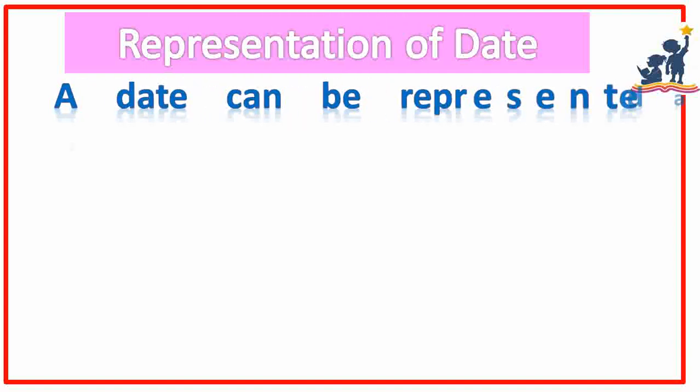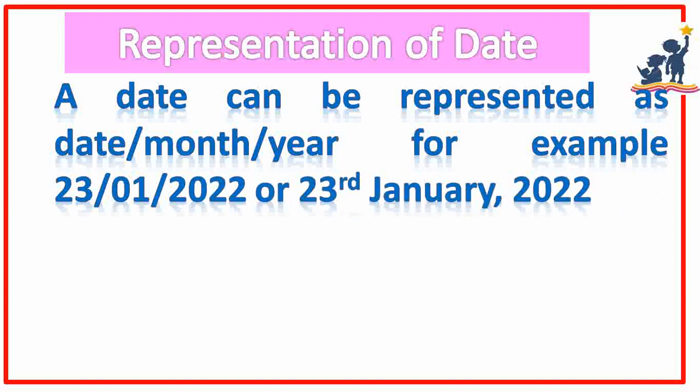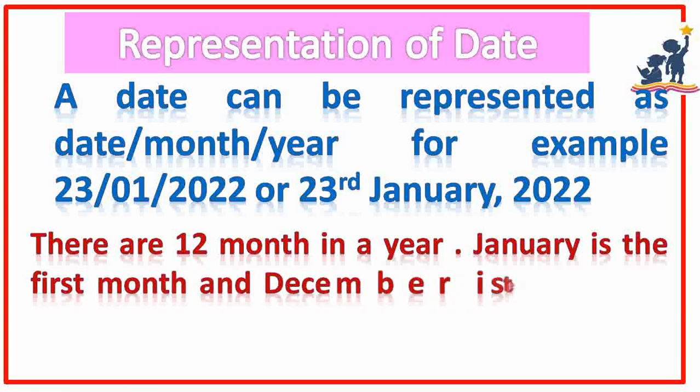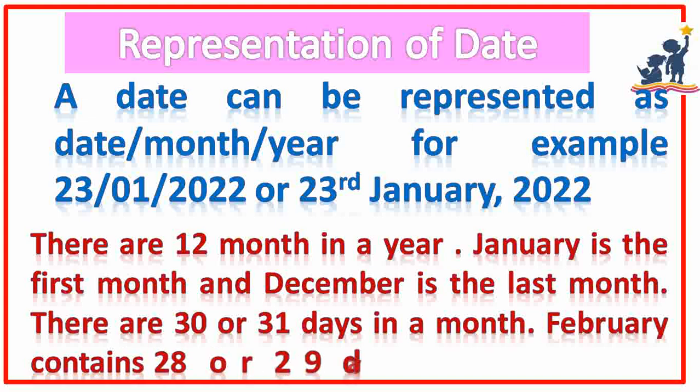Now, representation of a date. How to represent a date? A date can be represented as date, month and year. For example, you can see here, 23rd January 2022 can be written as 23/1/2022. 23 is the date, 1 is the month and 2022 is the year.